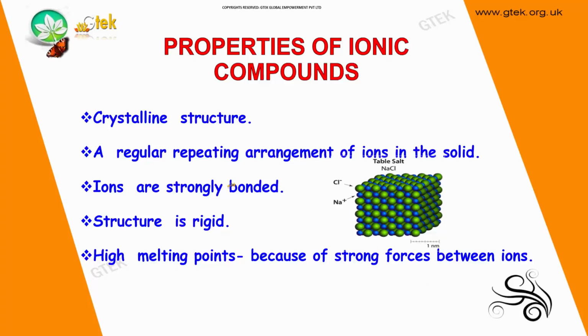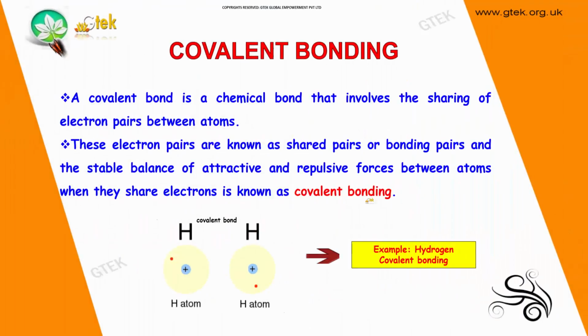Now we'll talk about properties of ionic compounds. Its crystalline structure is a regular repeating arrangement of ions in the solid. These ions are strongly bonded. The structure is rigid and it has high melting points because of the strong forces between them.